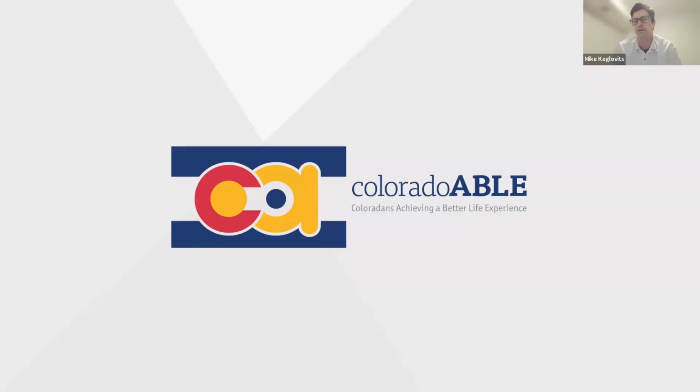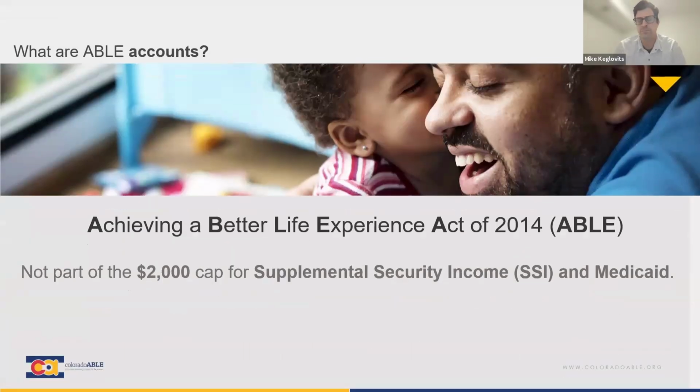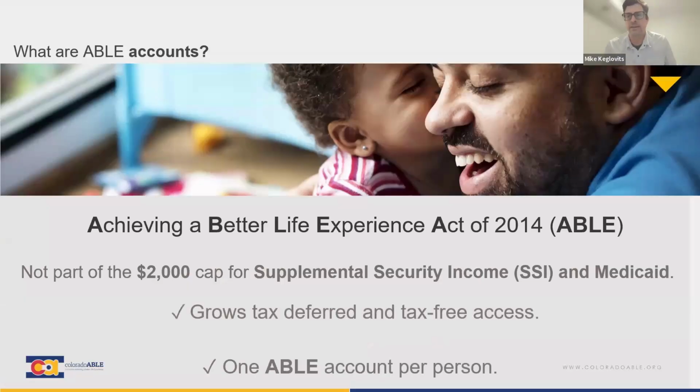We'll talk a little more about some of the other differences and why an ABLE account is more beneficial. But first, the real significant aspect of an ABLE account is the asset cap that Medicaid and Social Security have, which is $2,000. If you have more than $2,000 in total assets, whether a retirement account or a checking account, you can lose your federal benefits.